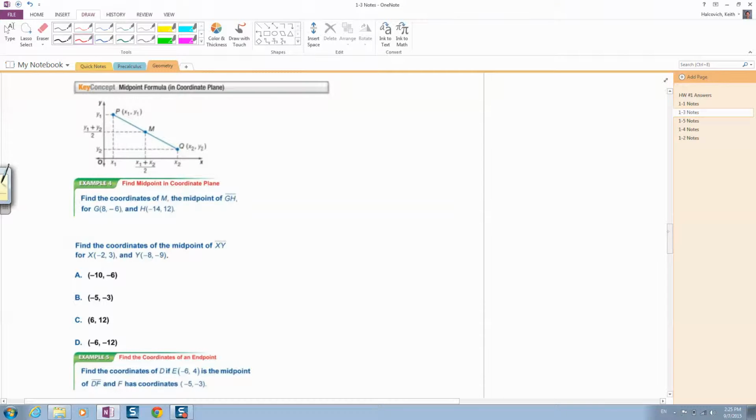Now the midpoint formula in the coordinate plane, that's where you'll take the two x's, add them together and divide by 2. And then you'll take the two y's, add them together and divide by 2. And that'll give you the midpoint coordinate.